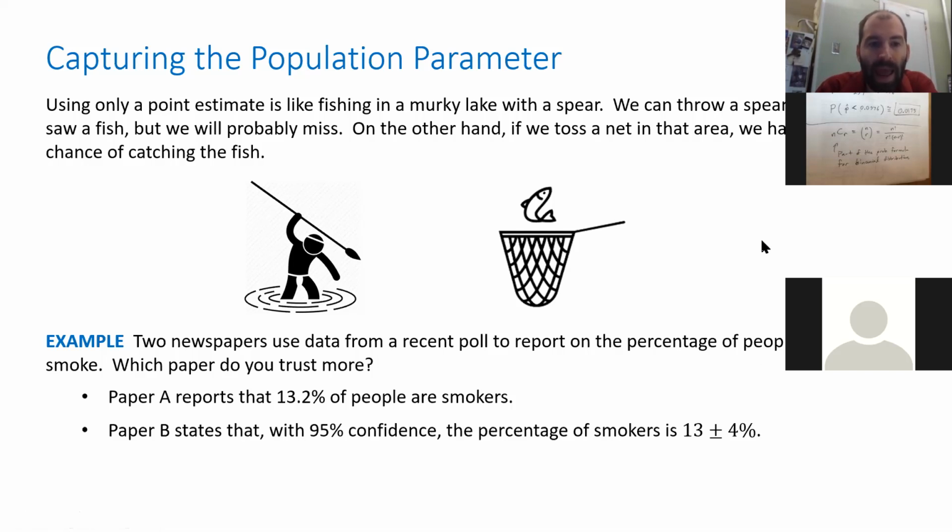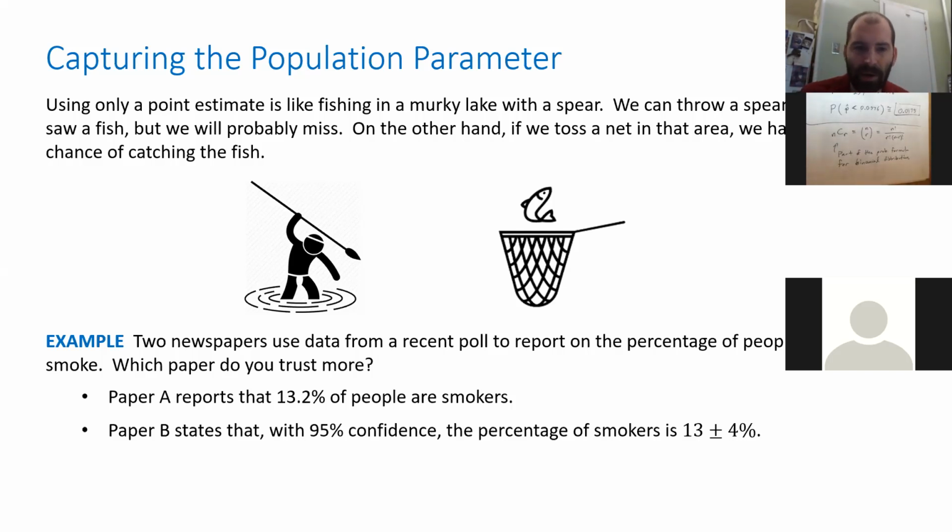Paper A reports that 13.2% of people are smokers. Paper B states that with 95% confidence, the percentage of smokers is 13 plus or minus 4%. Well, which one would you trust more? Naively, a lot of people would tend to trust paper A because the value looks more precise. It's got a decimal. It looks like, wow, that's a very accurate measurement there.